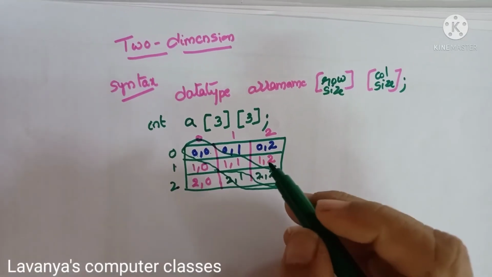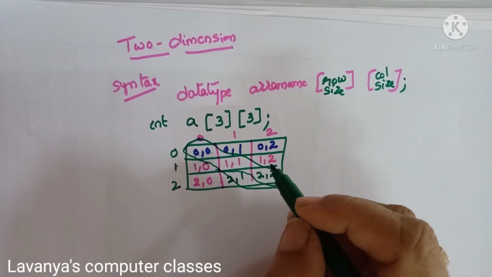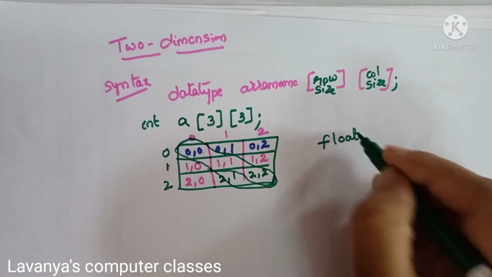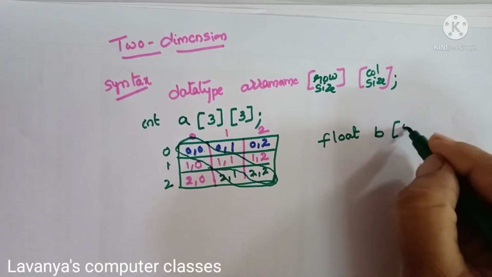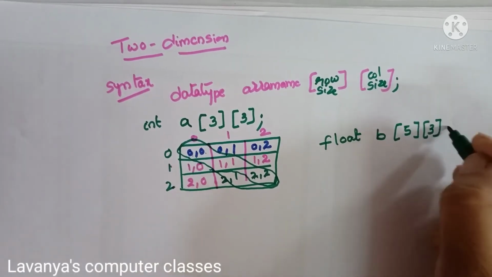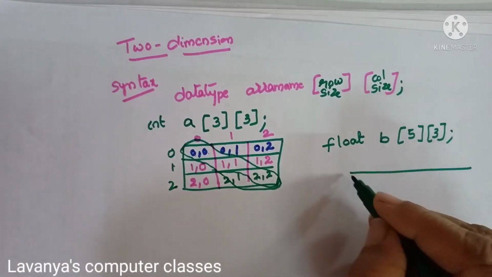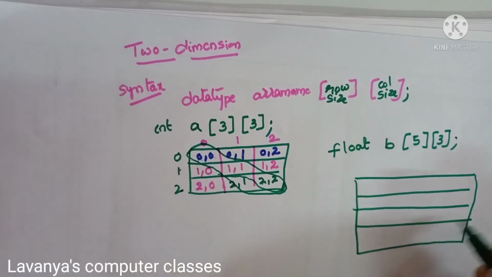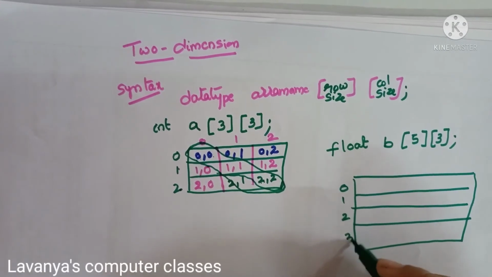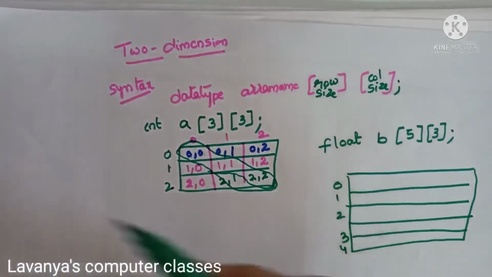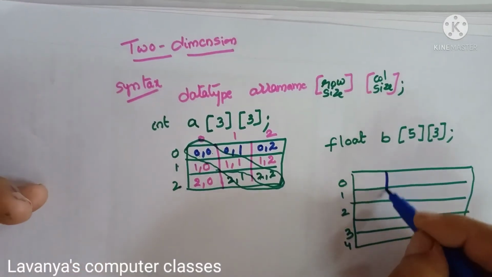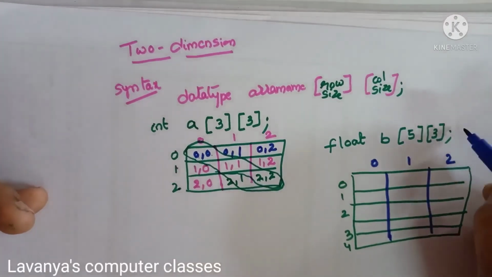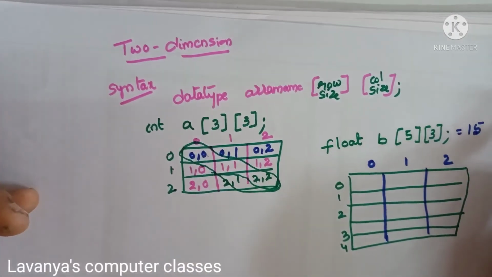So what is an array? An array is a collection of a group of elements, all belonging to the same data type. For example, if we declare the float data type, write like this: data type is float, name of the array B, 5 rows, 3 columns, your wish. So then we define 5 rows: 0, 1, 2, 3, 4. Totally 5 rows. Columns how many? 3 columns: 0, 1, 2. It is declared like this. 5 by 3 means totally 15 values are possible to store in this array.